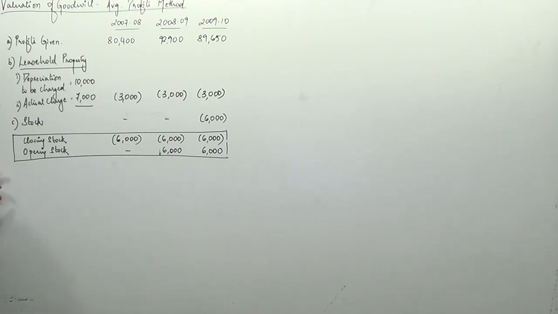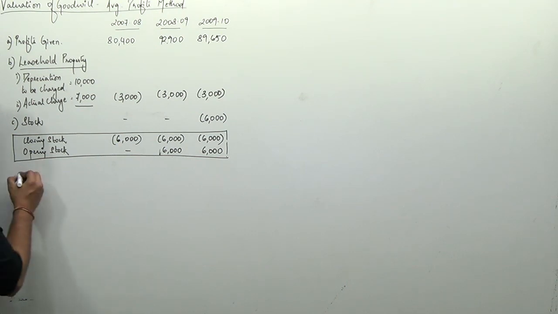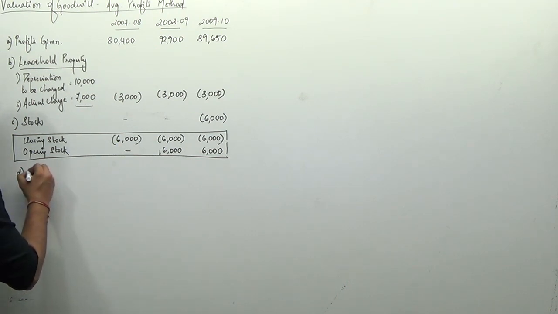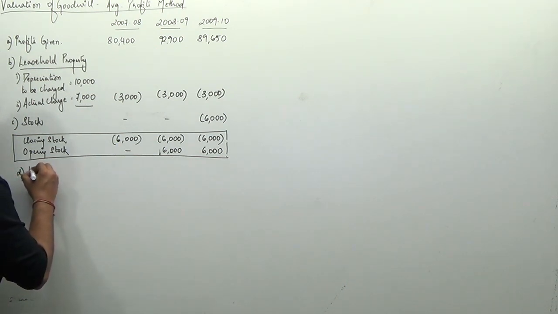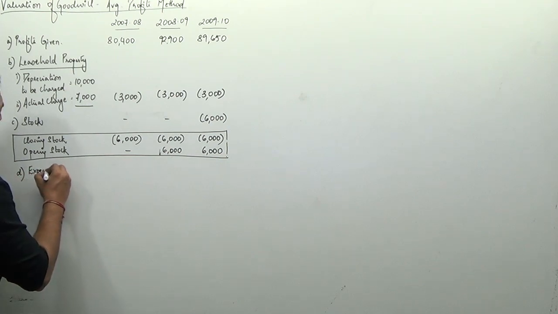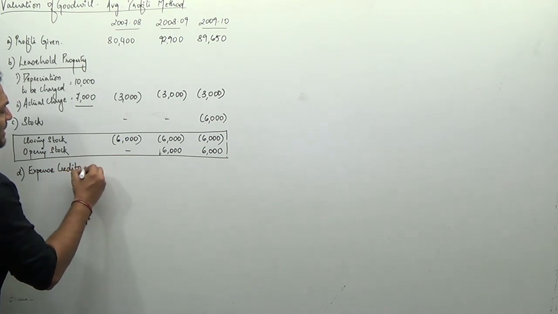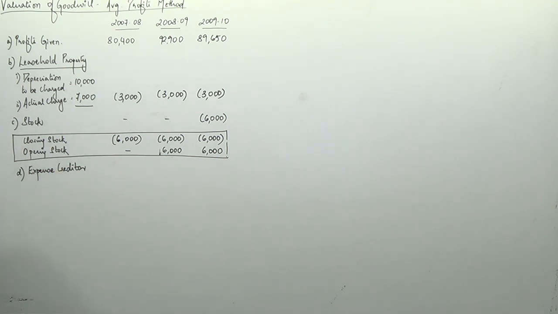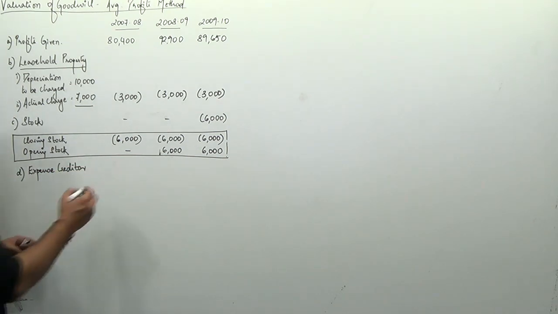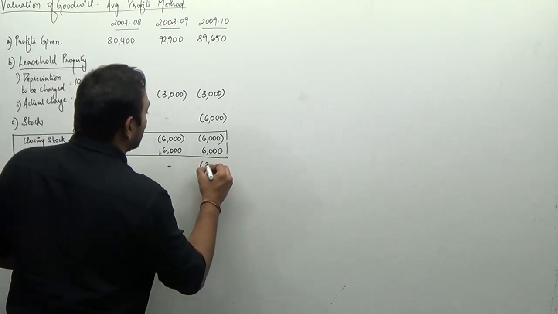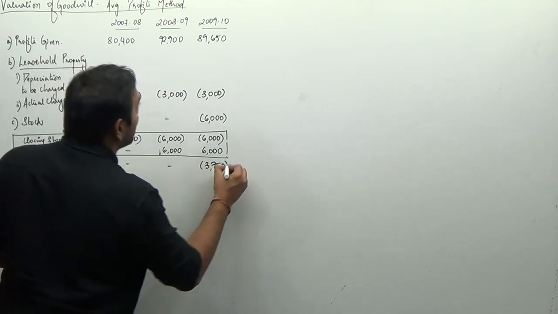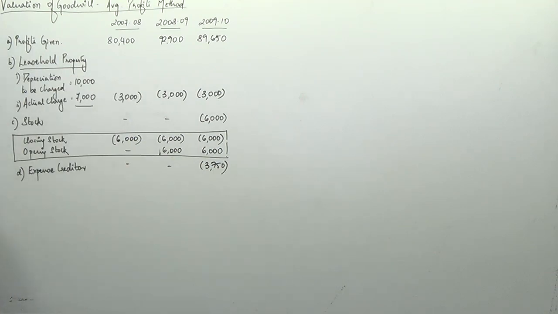Next adjustment is point number D. Expense creditor. What is an expense creditor? Expense creditor is nothing but outstanding expenses. Which year? Current year, 3,750. I forgot to provide this 3,750, so it should reduce my current year profits.